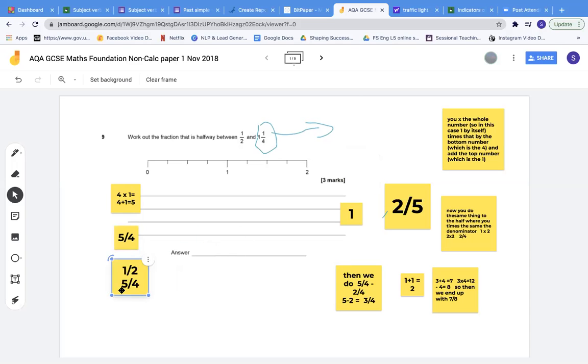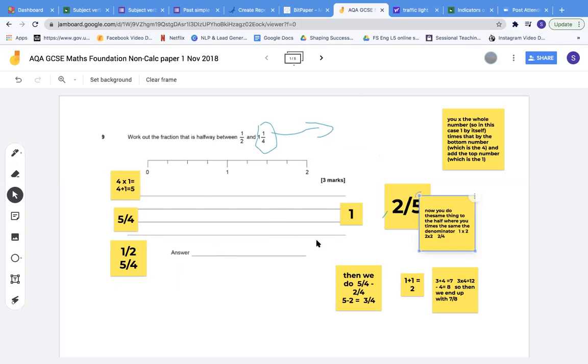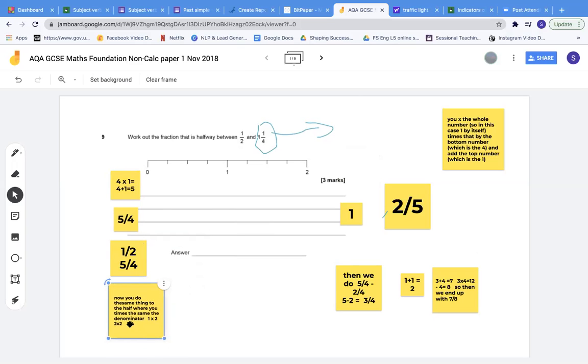Yeah. And then we do, what was it? Oh yeah. Now you do the same thing to the half, where you times the denominator by the top number. So you do 1 times 2 equals 2, and then you do something to the bottom, which gives you 2/4.